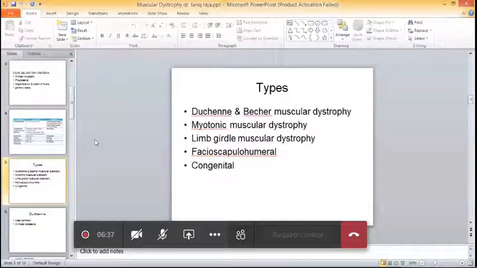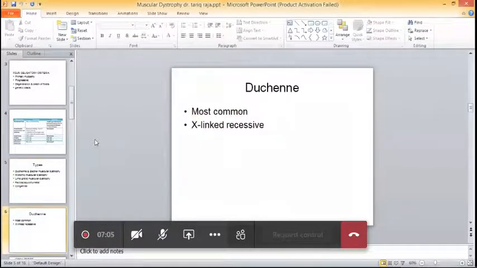Okay, these are some kinds of dystrophy which we usually come across. The most common among these is Duchenne muscular dystrophy. The second one is Becker muscular dystrophy. There may be myotonic muscular dystrophy, which is usually present in later stages of life, and then limb girdle muscular dystrophy and facioscapulohumeral dystrophy, and last but not the least, congenital muscular dystrophies.